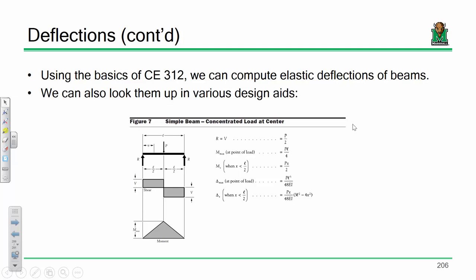Now, one thing to point out. Those design aids that I gave you all at the beginning of the semester have shears and moments, but they also have formulas for deflections. So, for instance, if you have a beam with a concentrated load at midspan, you can compute the deflection at midspan as PL cubed over 48 EI. Now y'all have to be careful on units. What's your deflection unit conversion factor? Anybody remember that?